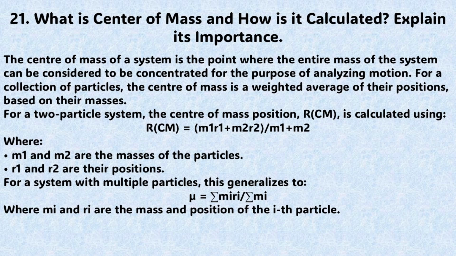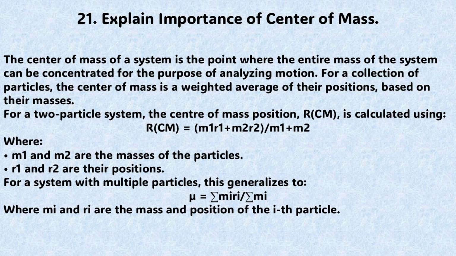For a system with multiple particles, this generalizes to R_CM = Σ MiRi / Σ Mi, where Mi and Ri are the mass and position of the ith particle. Importance: the center of mass is crucial in physics because it simplifies the analysis of complex systems by reducing them to a single point. In mechanics, the motion of a system can often be described by tracking the motion of its center of mass, especially under the influence of external forces.